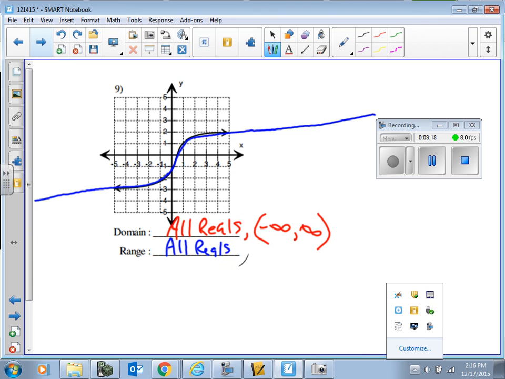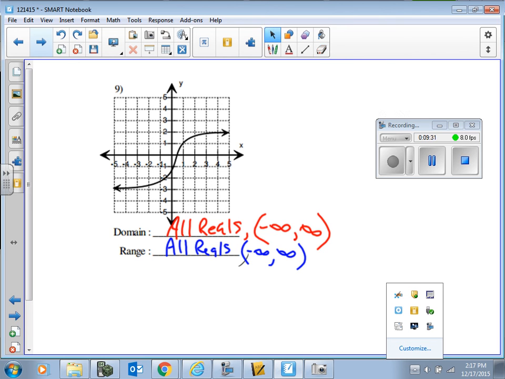If you looked at it, like I said, and thought that this 3 or -3 is an asymptote, and you think, well, the graph's never going to touch that, then your range would be from -3 to 3. But if you assume that this graph was going to keep kind of going down very slowly, then you'd have all reals. So, it depends on how you interpret it, but I'm interpreting it as it's going to keep on increasing very slowly and decreasing on the left very slowly.